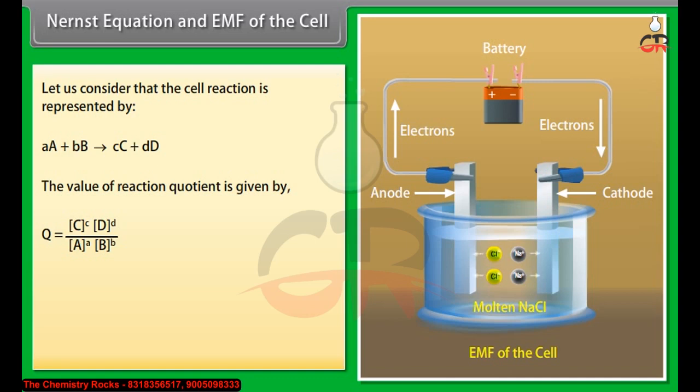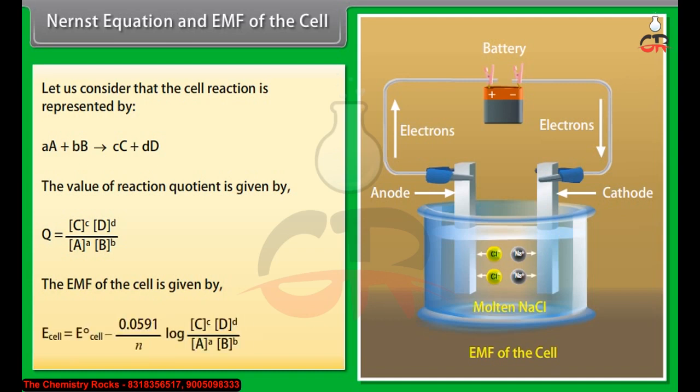The EMF of the cell is given by E°cell minus 0.0591 upon n multiplied by log [C]^c [D]^d divided by [A]^a [B]^b.